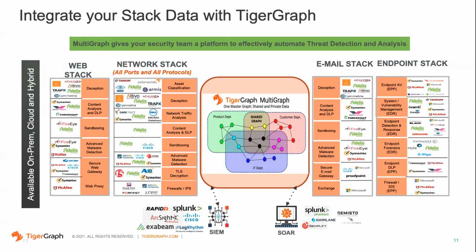So by using something called multi-graph from TigerGraph, we have one master database. We're able to bring integration via API with your tools that exist today. We're not asking you to replace anything. We're saying keep your SIEMs, keep all of your existing tools that you have.